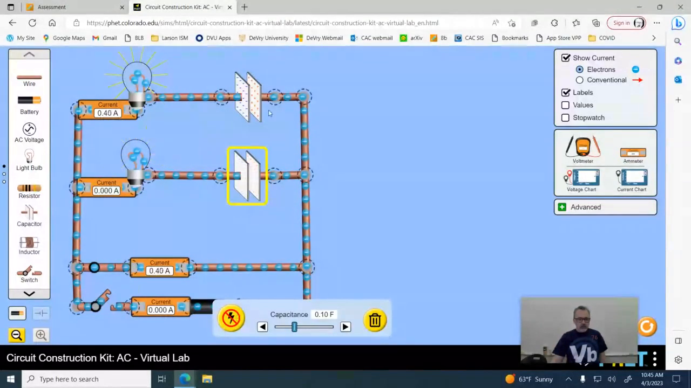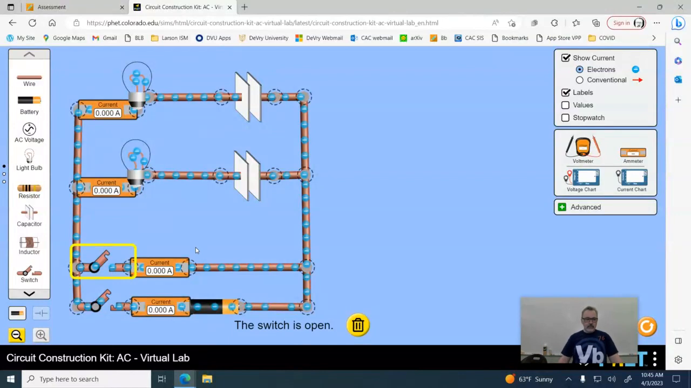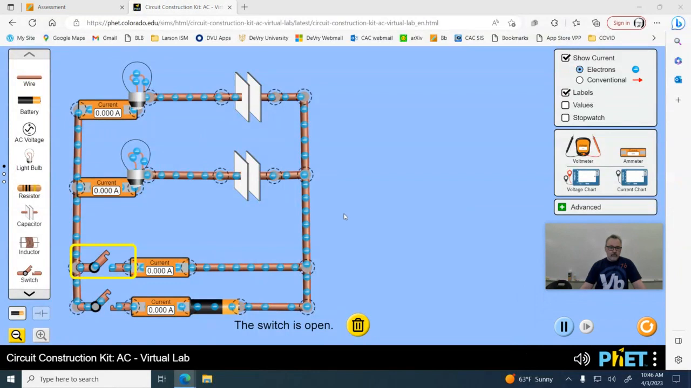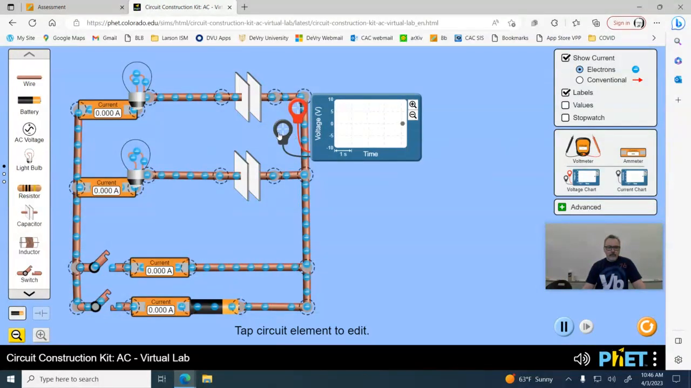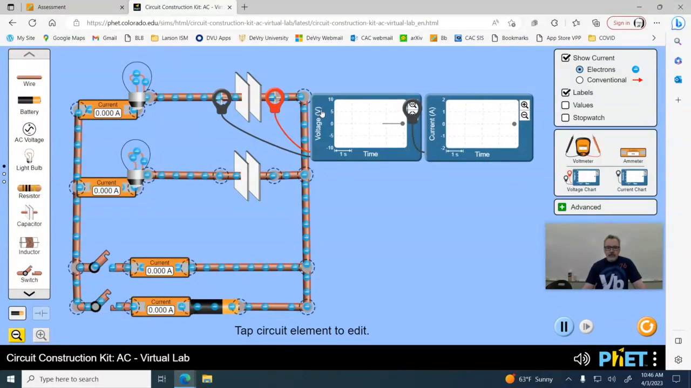Some basics: you can discharge capacitors and inductors by clicking on them and clicking the little lightning bolt doodad. And sometimes you need to do that to get things back to the basics of what was going on there. So now I'm going to get some data going here.